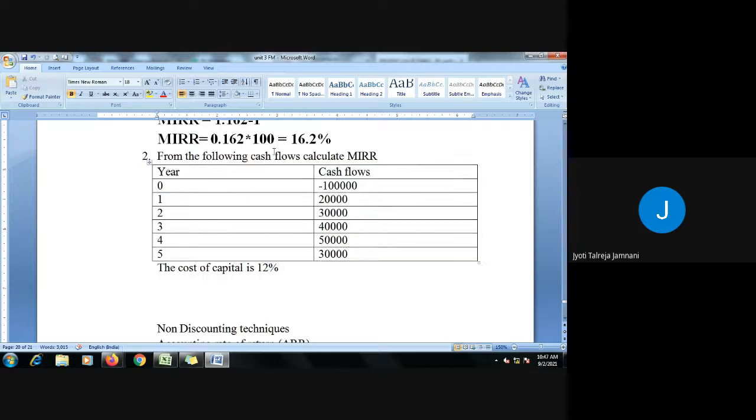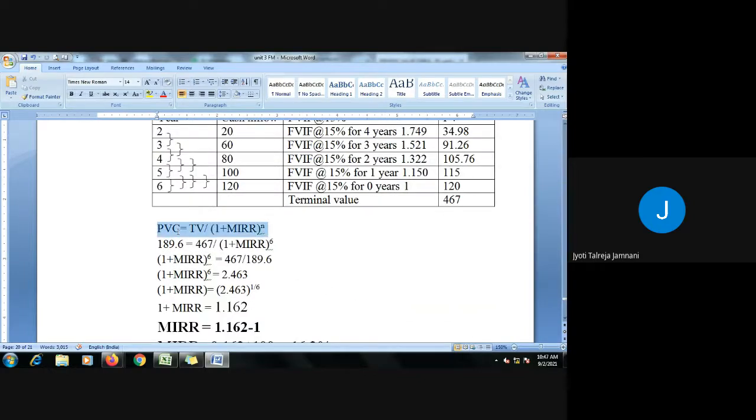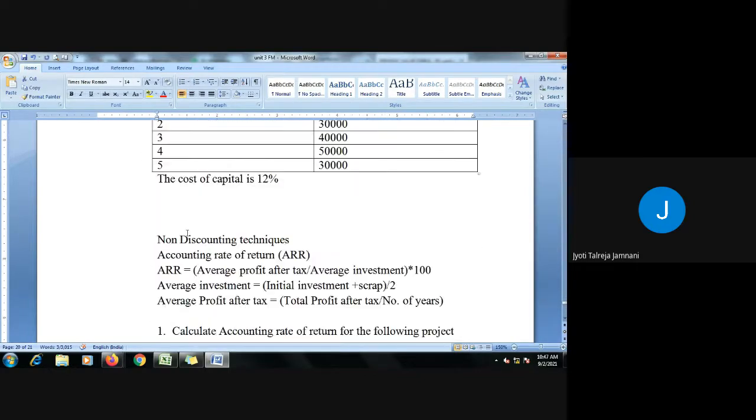From the following cash flows, calculate MIRR. They've given you year and cash flows. And here you can see the investment is only in year 0. There is no year 1 which has investment. So this is the formula for MIRR. Just note it down.